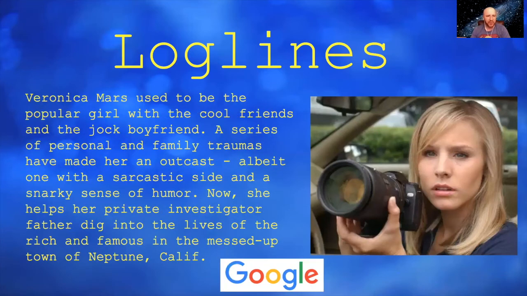And then this is off Google. "Veronica Mars used to be the popular girl with the cool friends and the jock boyfriend. A series of personal and family traumas have made her an outcast, albeit one with a sarcastic side and a snarky sense of humor. Now she helps her private investigator father dig into the lives of the rich and famous in the messed up town of Neptune, California." Way too long. But something interesting about this that really plays a lot into the show is that she used to be popular and now she's the outcast.